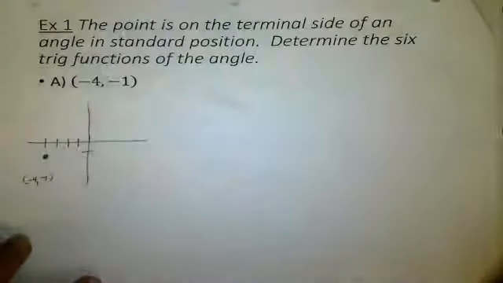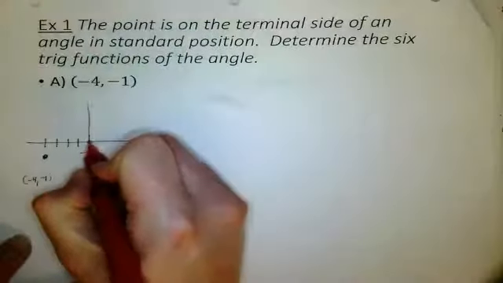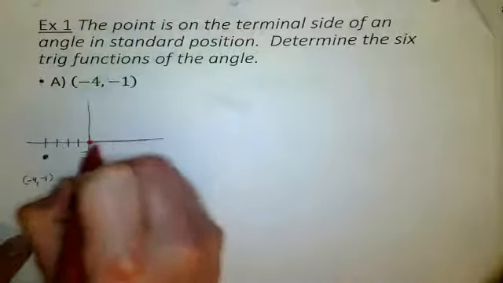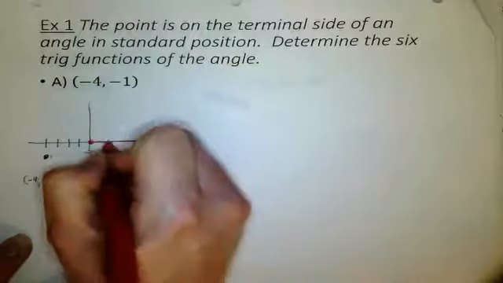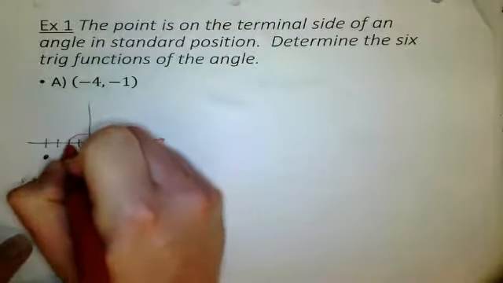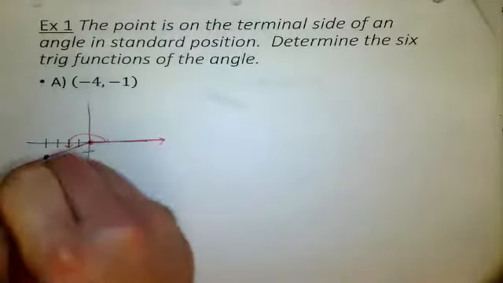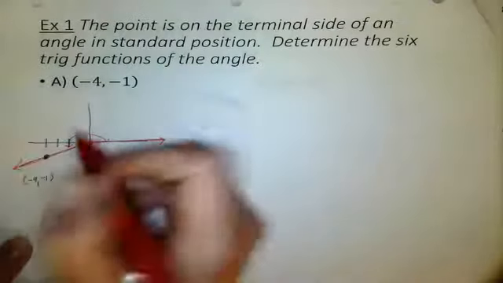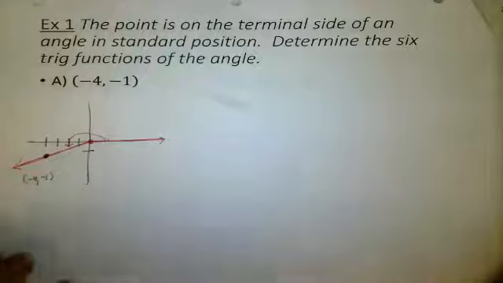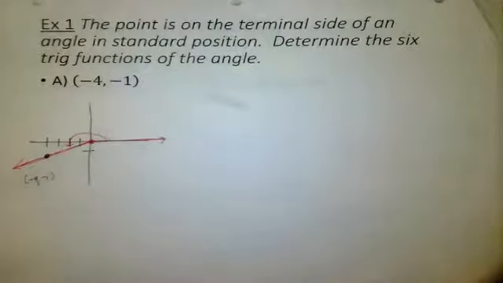And that is a point on the terminal side of an angle in standard position. So an angle in standard position would be, here's my initial side, and it's opening. And here is my point that falls on the terminal side of an angle. Okay. And so there is my angle.